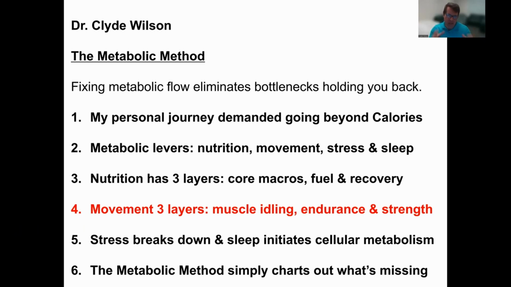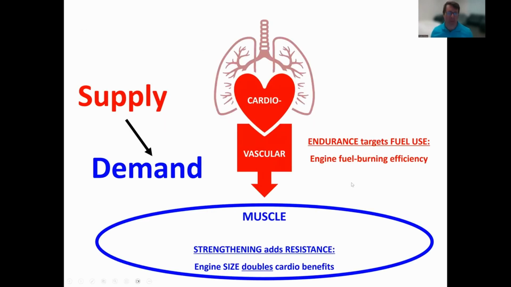And in this step, we're looking at the 3 layers of movement: activity breaks to keep your muscles idling through the day, endurance exercise to increase the delivery or the supply component of your metabolic rate, and strengthening to increase the demand component so that the supply and the demand are more closely matched. Whatever is faltering in your system will give you insight into what type of exercise pattern would most leverage all the things that you're already doing right to fill in a metabolic gap.